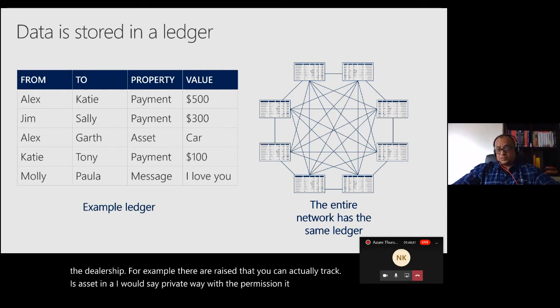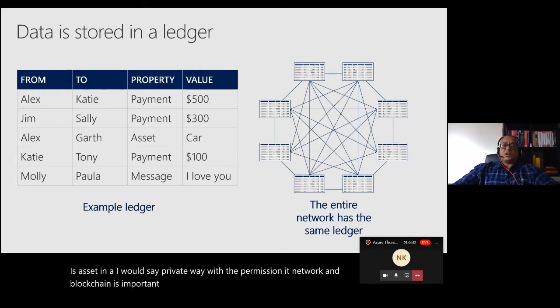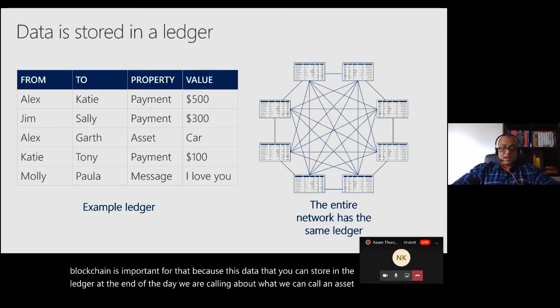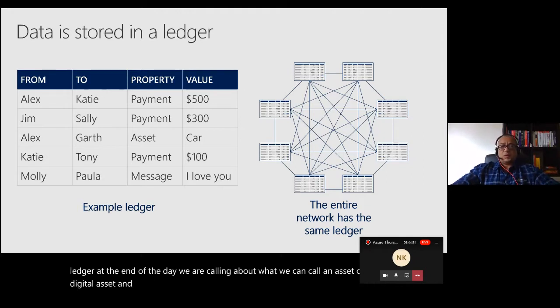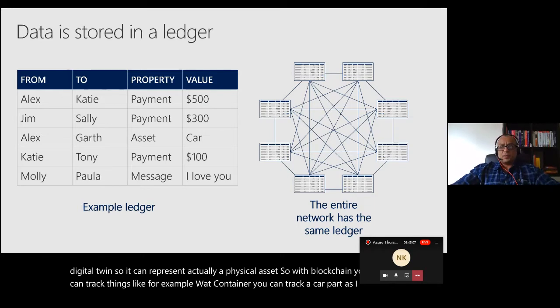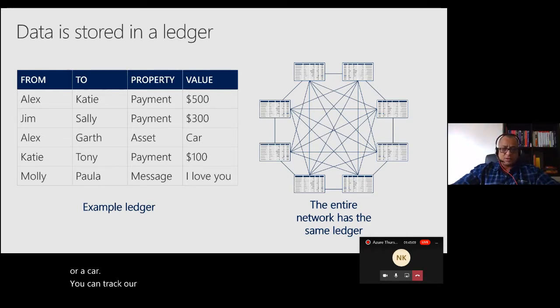Blockchain is important for that, because the data that you can store in a ledger, at the end of the day, is what we can call an asset, or a digital asset. And this digital asset can actually play the role of a kind of digital twin, so it can represent a physical asset. So with blockchain, you can track things like a container, a car part, or a car, you can track a mortgage contract, and there are a number of different possibilities here.